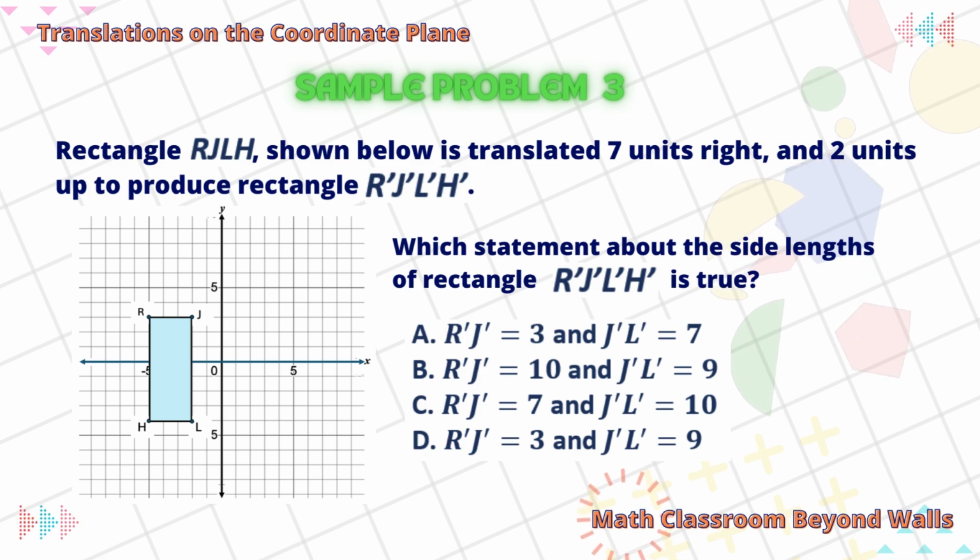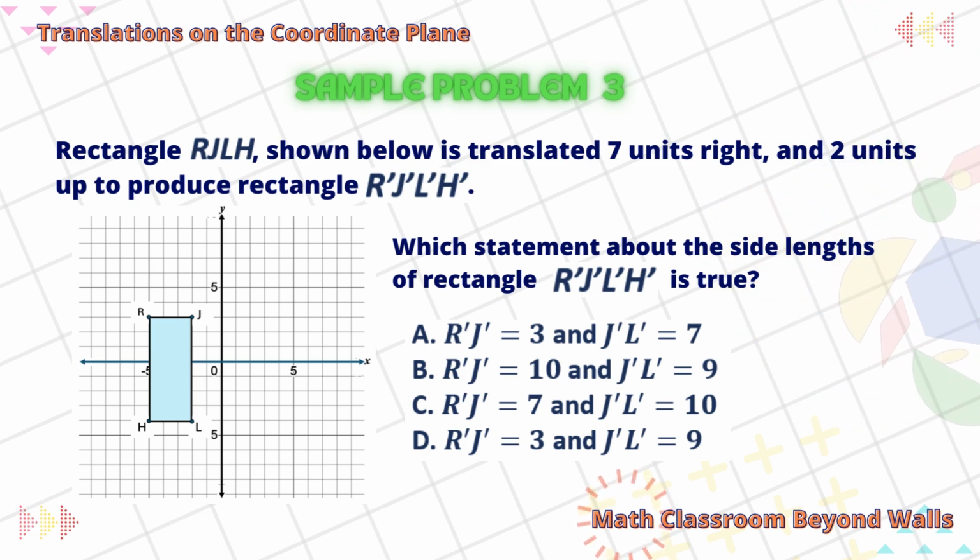A. The length of R prime, J prime is 3 and the length of J prime, L prime is 7. B. The length of R prime, J prime is 10 and the length of J prime, L prime is 9. C. The length of R prime, J prime is 7 and the length of J prime, L prime is 10. D. The length of R prime, J prime is 3 and the length of J prime, L prime is 9.